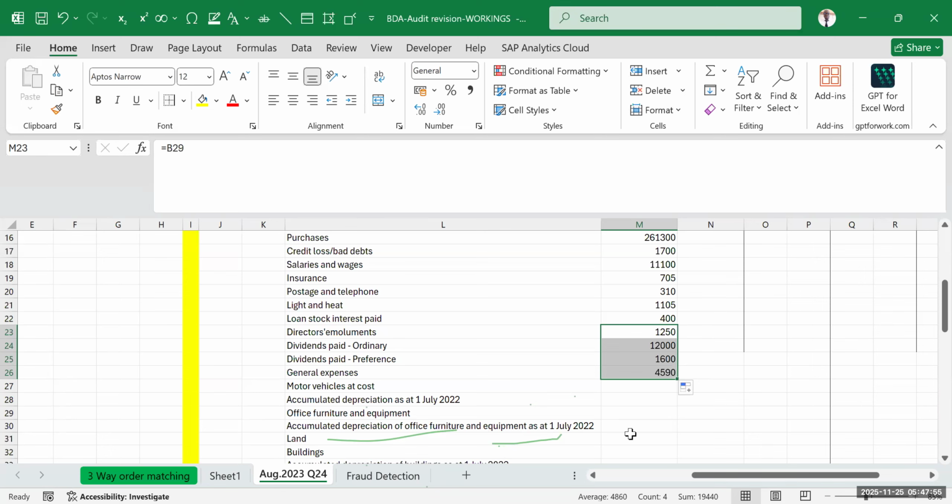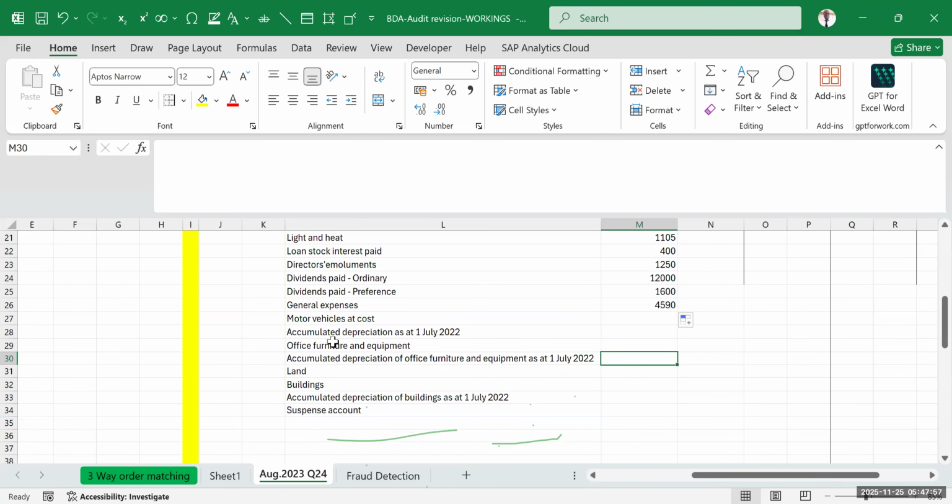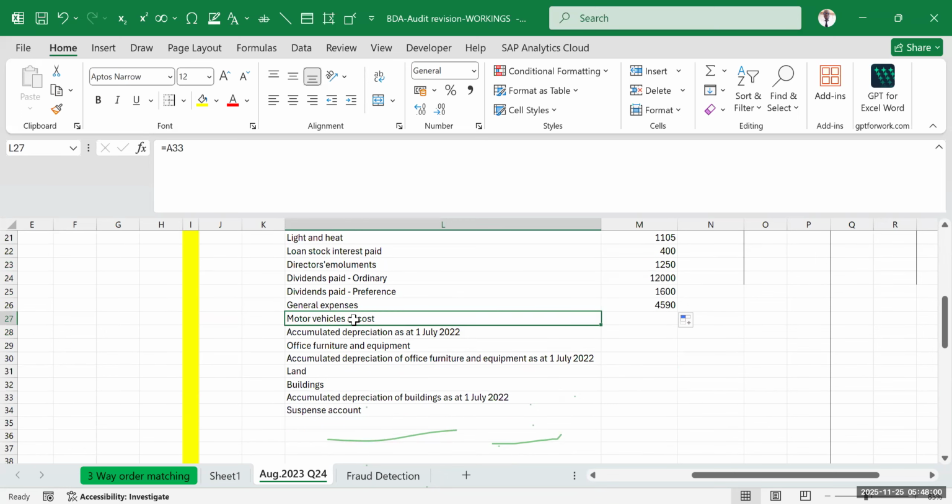We come to motor vehicle at cost. Now, this one is an asset. Motor vehicle at cost, we know that in the balance sheet, assets are debited.